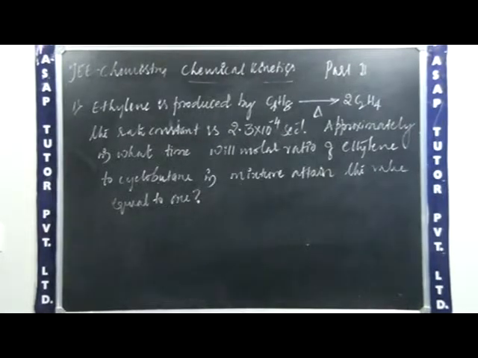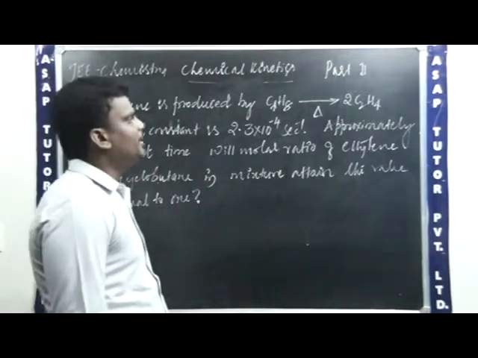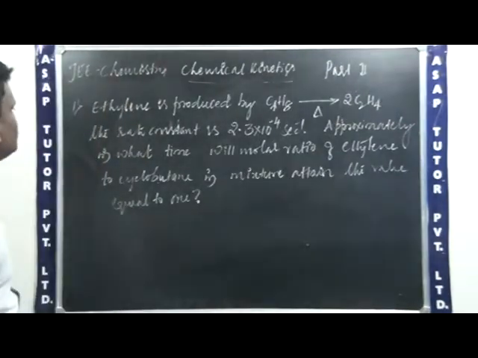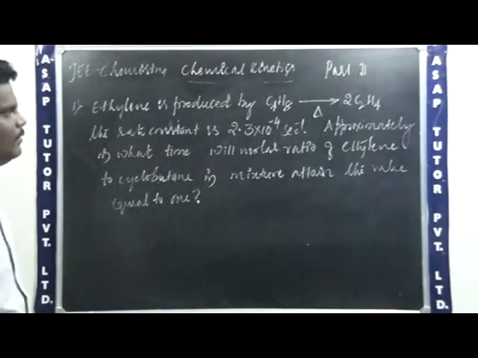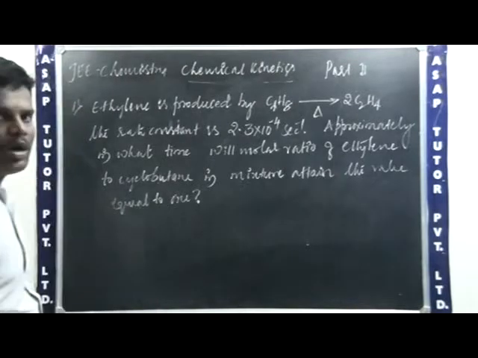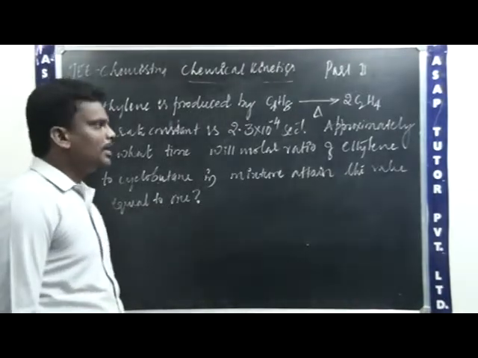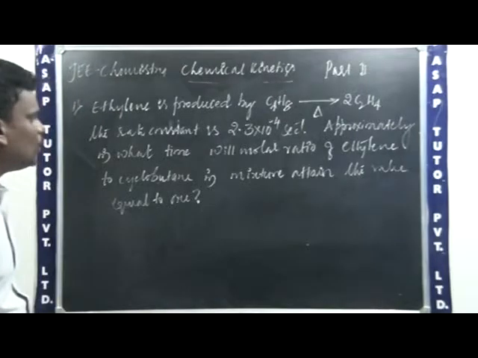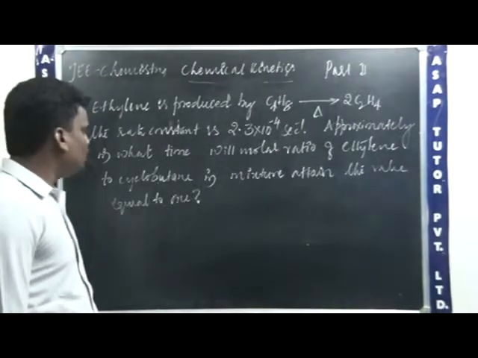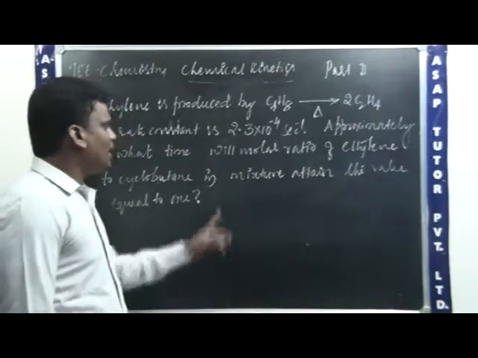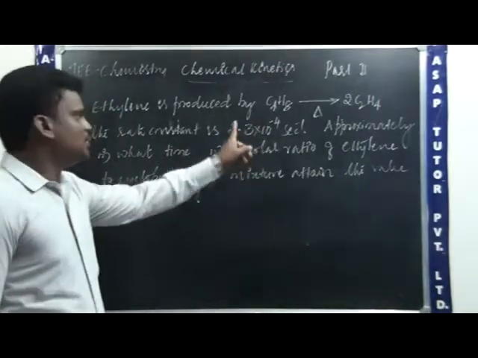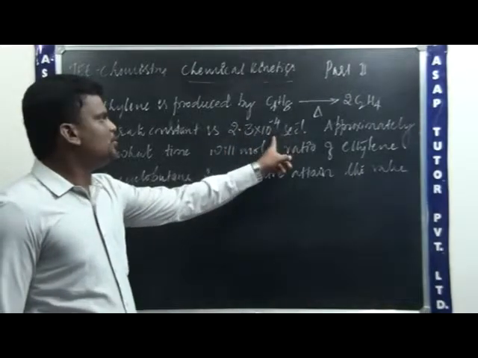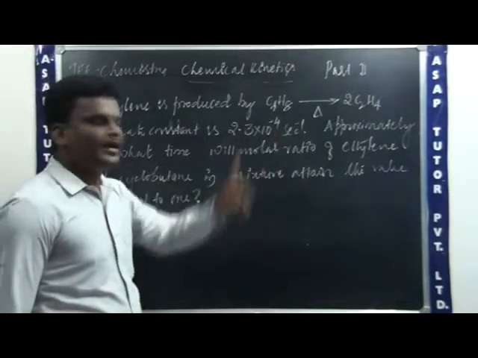See, next we'll pass on to the problem. The first problem: ethylene is produced by C4H8, which gives rise to 2C2H4. The rate constant is 2.3 into 10 to the power of minus 4 second inverse. Approximately in what time will the molar ratio of ethylene to cyclobutane in the mixture attain the value equal to 1? Means we have to calculate the time. Here they gave the rate constant. So that is second inverse, meaning it should be the rate constant of a first order reaction.